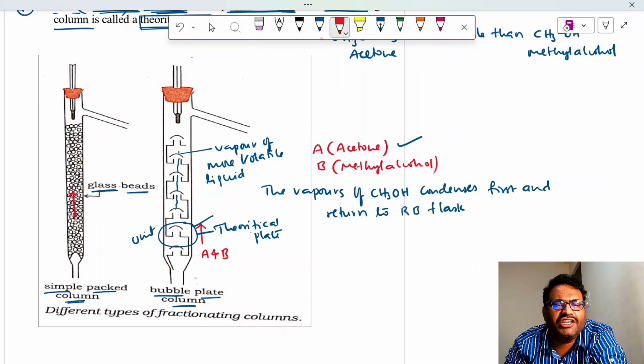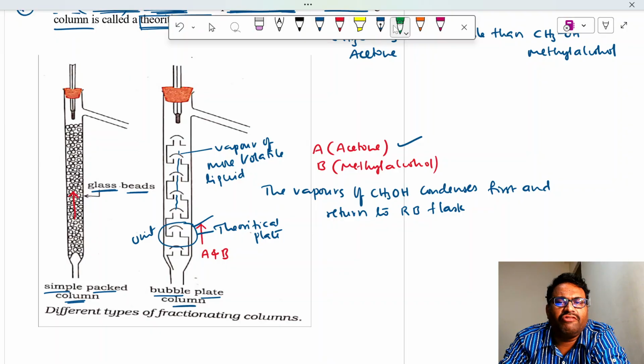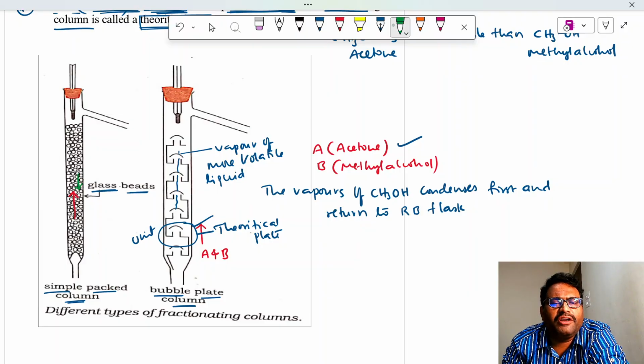So when they exchange heat with the glass beads, vapor loses some heat. When vapors lose some heat, they will be converted into liquid. So when they convert into liquid, again they come down. They move down. So this is a continuous process. Vapors with low boiling point will be moving up. Vapors with higher boiling point will be condensed first, moving down. So this is a continuous process happening in the fractionating column.